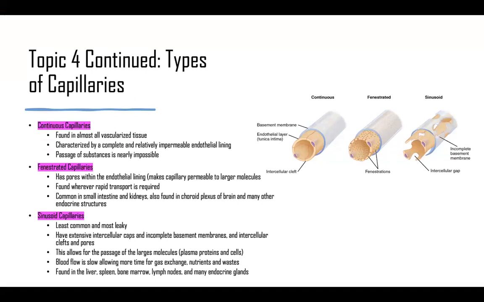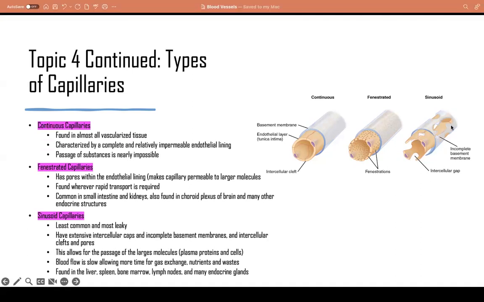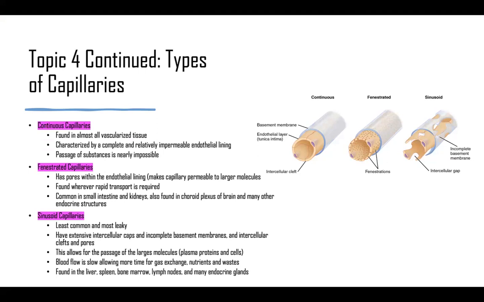Blood flow is slow, which allows for more time for gas exchange, nutrients, and waste to come through. They are found in the liver, spleen, bone marrow, lymph nodes, and many endocrine glands. And as we can see, the basement membrane is incomplete as well, which allows for it to be extremely leaky, and blood flow is going to be extremely, extremely slow.